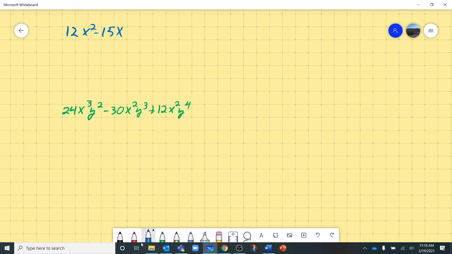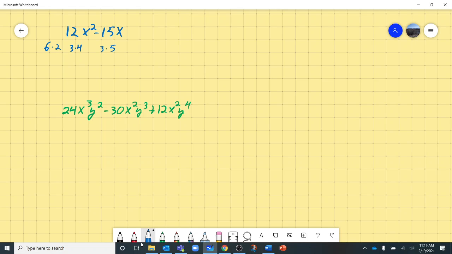So looking at the first one, first we're going to look at our coefficients, 12 and 15. What factors do 12 and 15 have in common? 12 could be 6 times 2. It could be 3 times 4. It could also be 4 times 3, and 12 times 1. Those are my factors of 12. 15 is 3 times 5, those are prime, or 15 times 1.